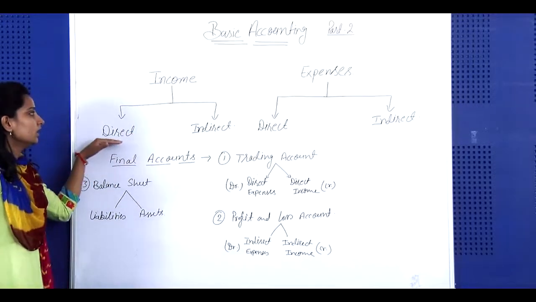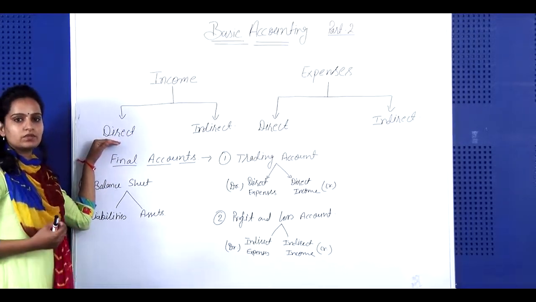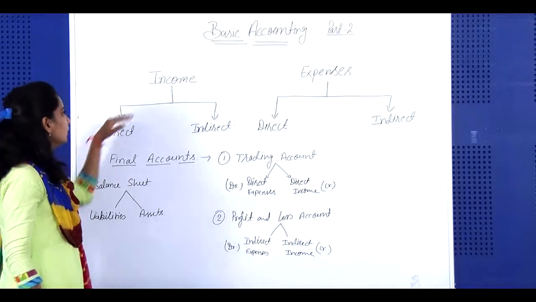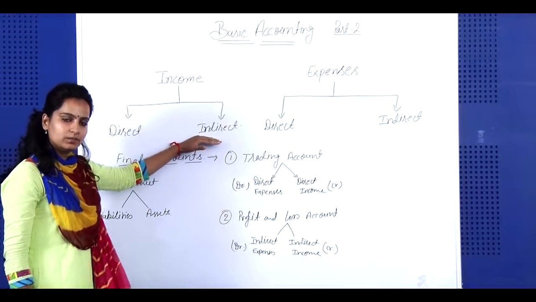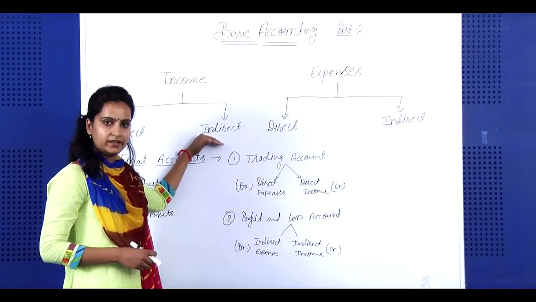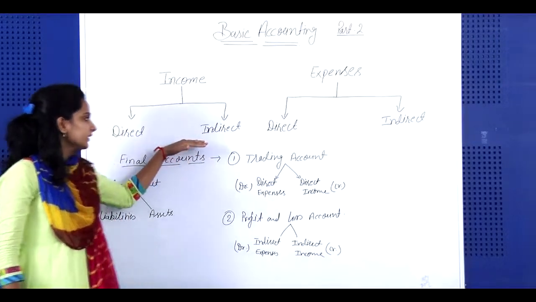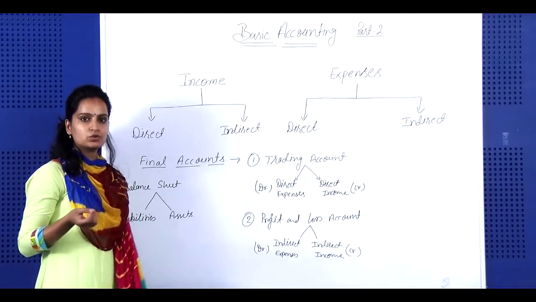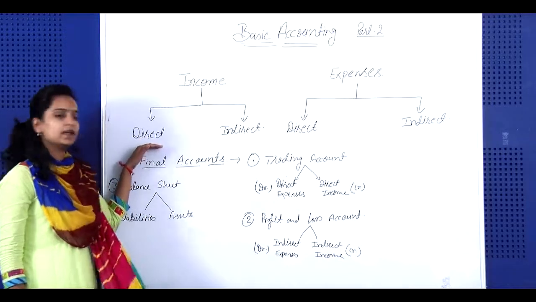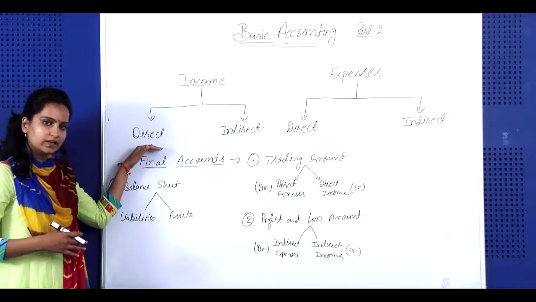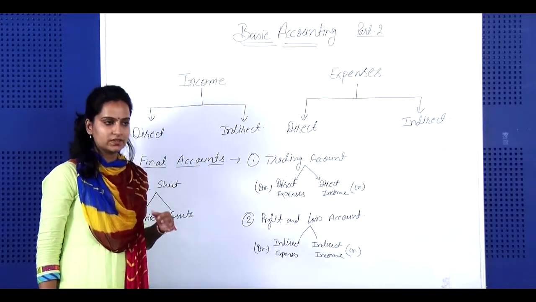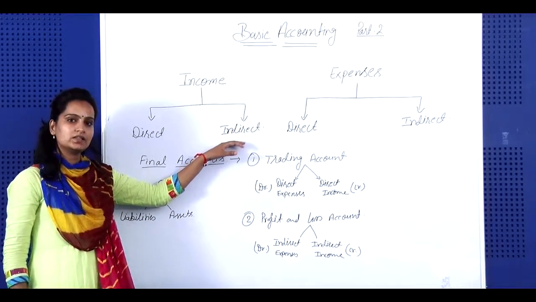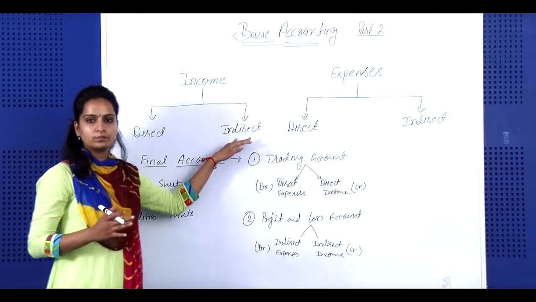Now come to the income. Direct income means the income generated by the core business, the business in which we are involved. Indirect income means whatever we get from outside other than our core business. For example, if we have a shoe factory, direct income is when we sell those shoes and generate our income. Indirect income is, suppose our company invests some amount in other companies and we get interest on that investment. That is indirect income, because it is not directly related to our business.